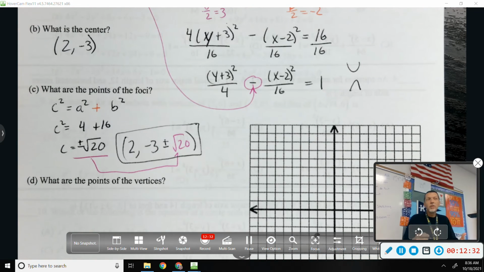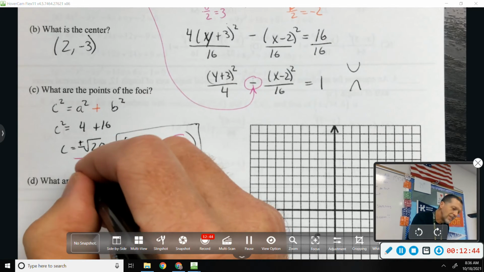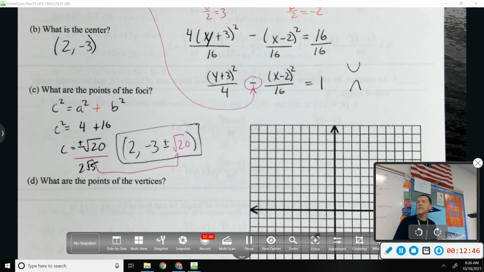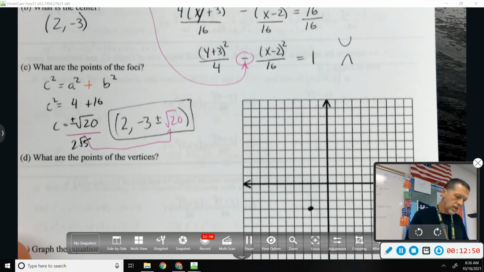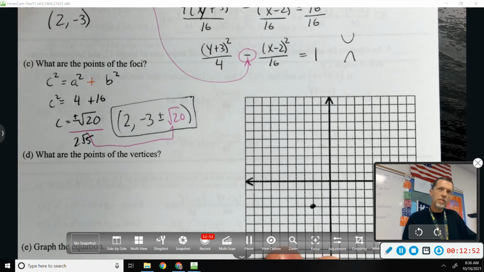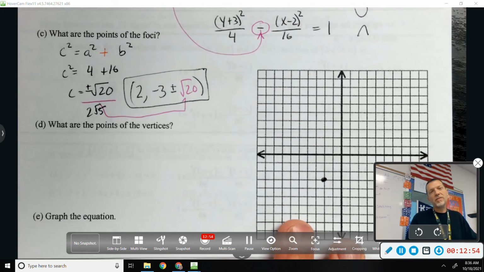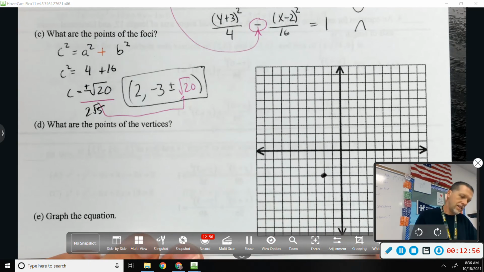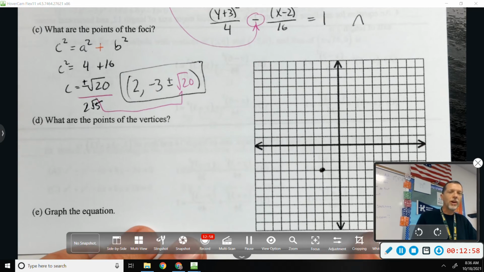Now, if I wanted to put those on the graph, I'd need to figure out what the square root of 20 is and go up and down that many. But it doesn't ask me to graph them, so I'm okay. Couldn't you simplify the square root? Absolutely, you could. Not necessary, but you certainly could. Which I know feels weird, but in calculus it doesn't matter.